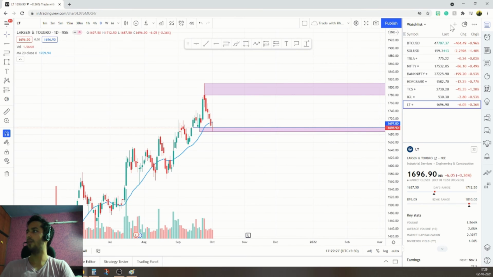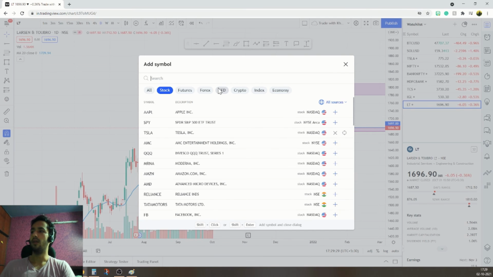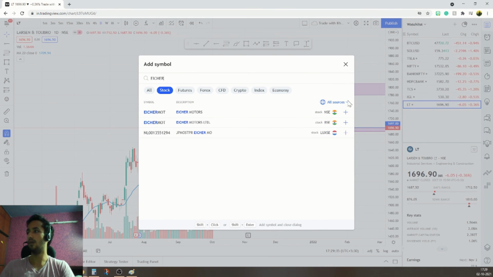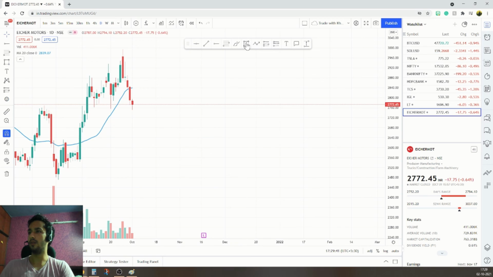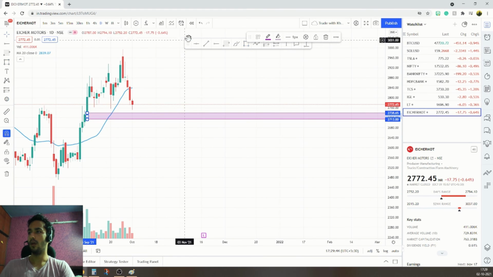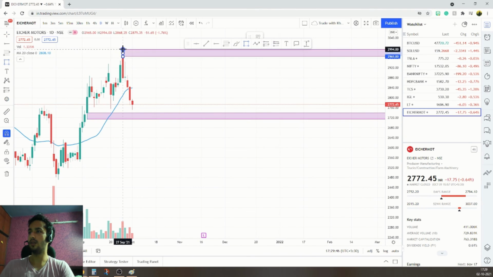This is LNT. Then let's see what other stocks we can see. You can see Eicher Motors, right? Eicher Motors is also a great share. Again, the same story. Eicher Motors has been ranging in this particular range from 3rd of September. So again, we have to wait for some sort of confirmation.